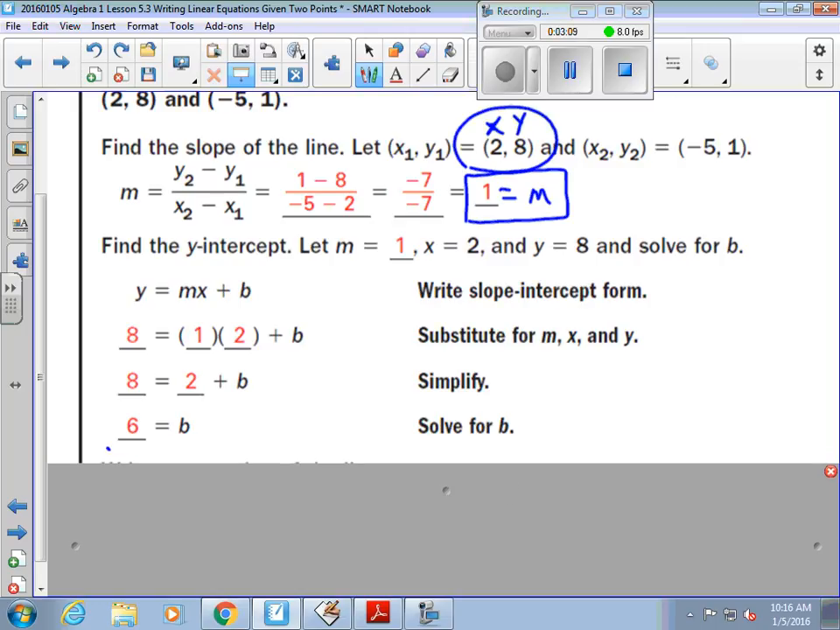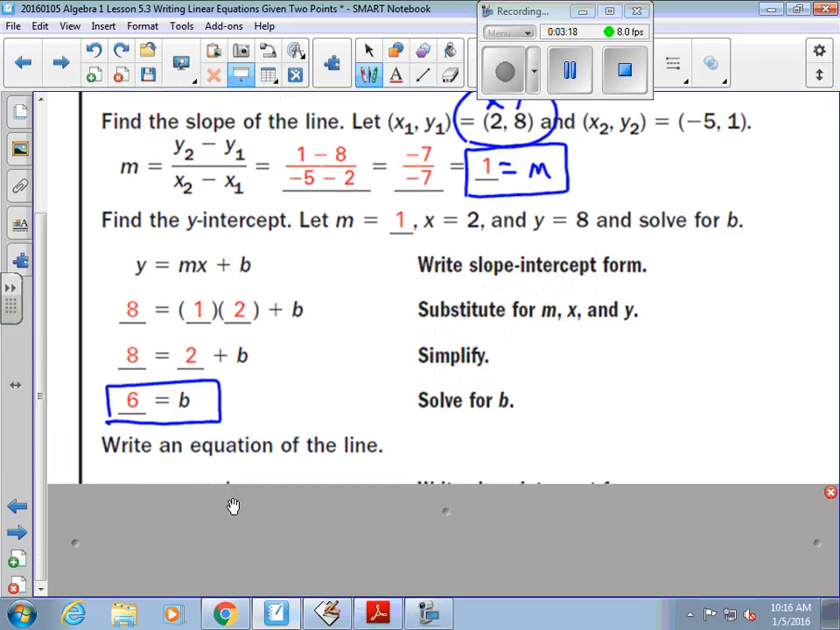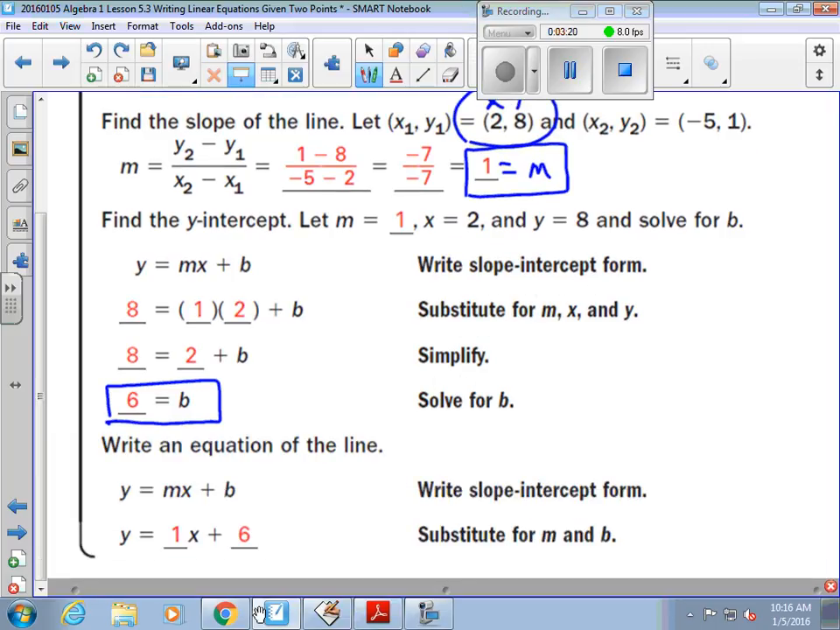So you have m's value is 1, b's value is 6. Step 3 is very simple. Write in m and b. Y equals mx plus b. Y equals 1x plus 6. Again, there's no reason to write 1 times x. This equation would be better written as y equals x plus 6.